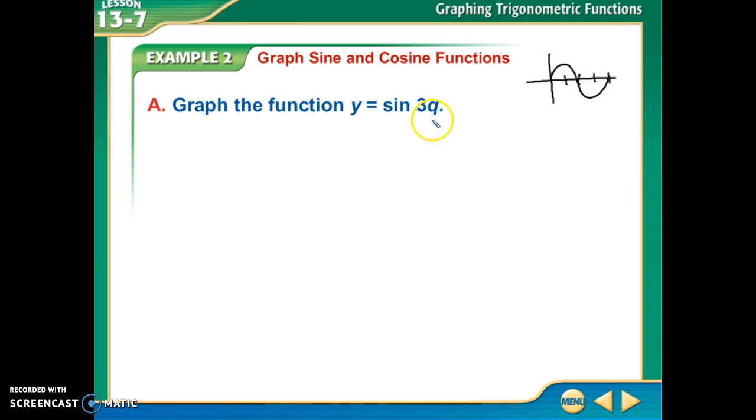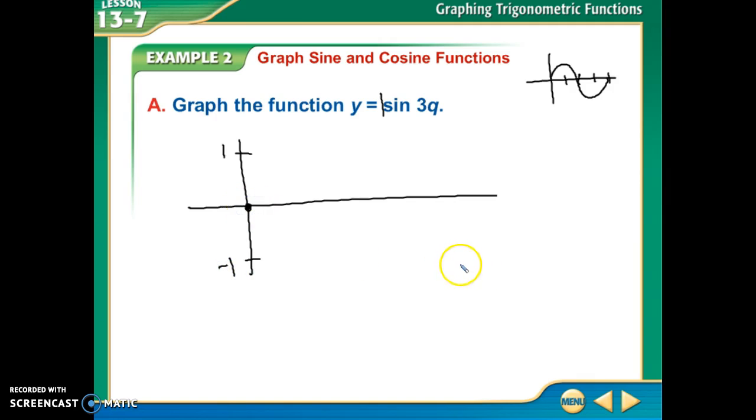All right, so first, I'm going to find my amplitude, which is 1. I'm going to go on my graph. And I know my highest point is going to be at 1, and my lowest is going to be at -1, and I'm going to start at 0, 0. Then I need to find my period, so we do 2 pi divided by 3, which I can't simplify, so that means that when I go into fourths, this is going to be 2 pi over 3.